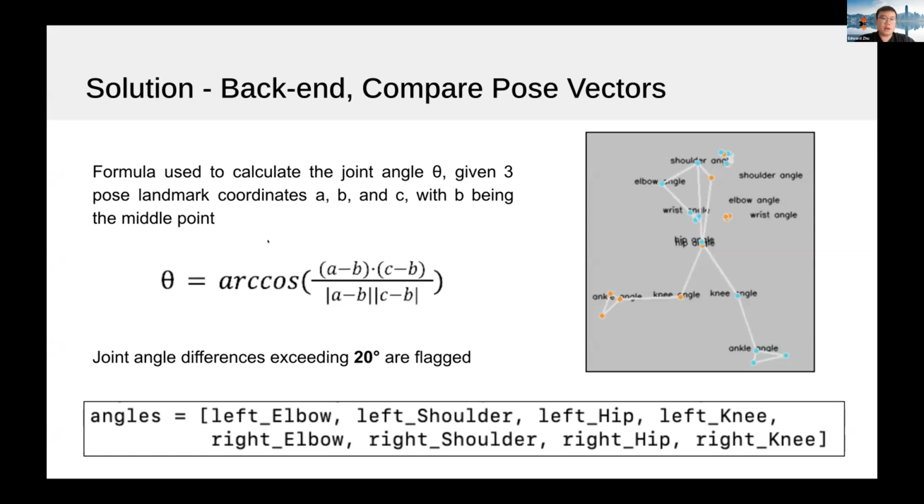To calculate these joint angles, we simply use this mathematical formula where we have 3D coordinates A, B, and C, where B is the middle point. For example, A may be the 3D coordinate of your shoulder, B may be the 3D coordinate of your elbow, and C may be the 3D coordinate of your hand. Using this function, we're able to find the angle in your elbow. Any joint angle differences exceeding 20 degrees are flagged. Here is a screenshot of the code where we have all of the angles that we're using.